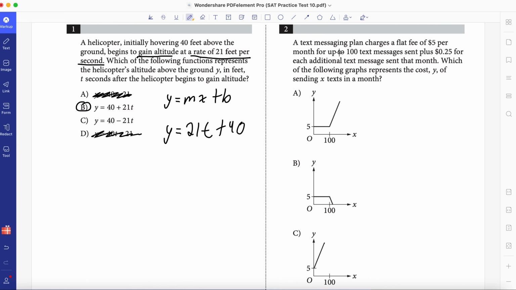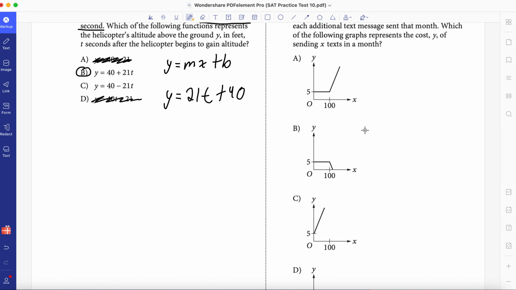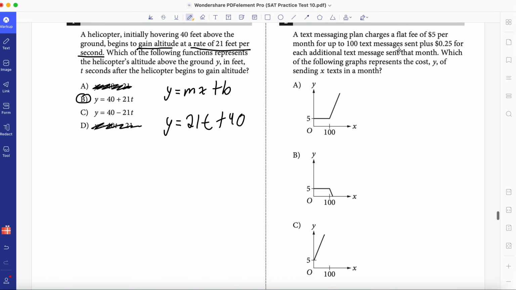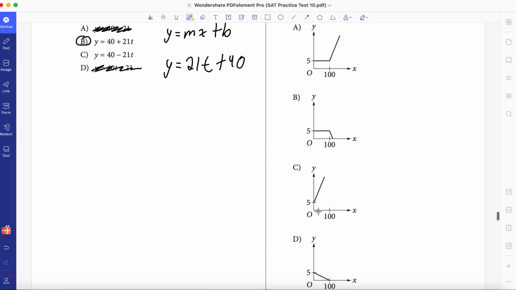And now here's number 2. A text messaging plan carries a flat fee of $5 per month for up to 100 text messages sent, plus 0.25 for each additional text message. Okay, so let's just look through these graphs. We know that up to 100 messages, that's a flat fee of $5. So this one, up to 100, should be a flat fee of $5.